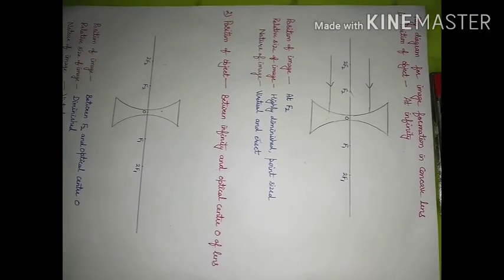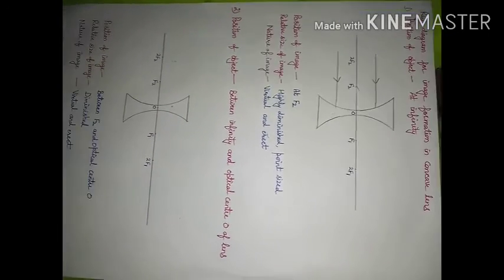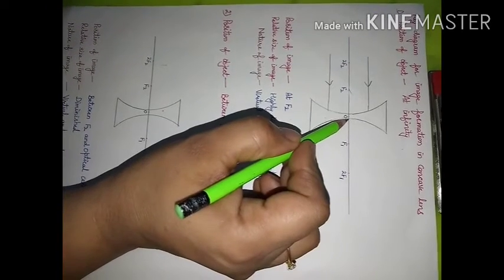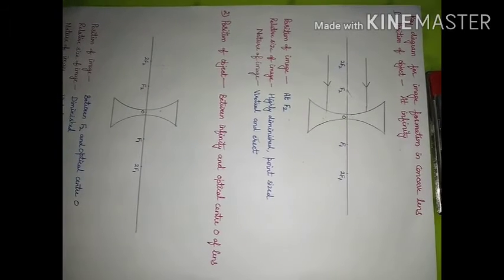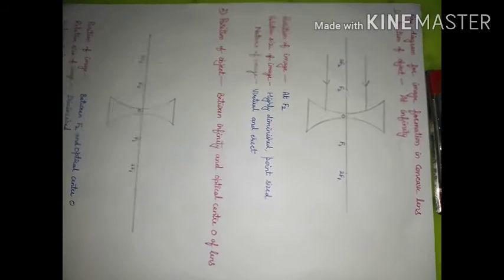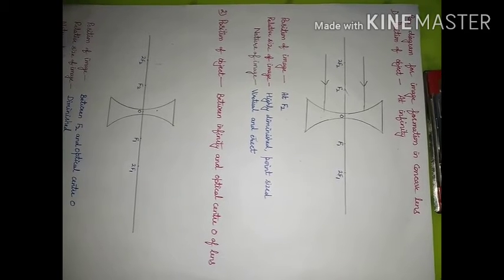Today we will consider image formation in case of concave lens. What is a concave lens? A lens that is thinner at the middle and thicker at the edges is known as a concave lens. And when we draw a ray diagram using a concave lens, we have to keep three rules in mind.